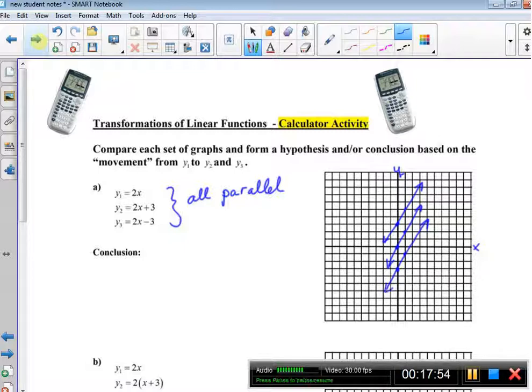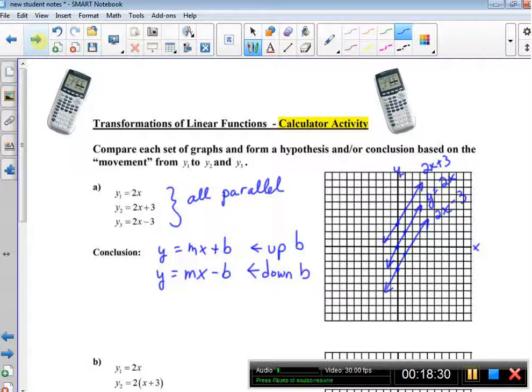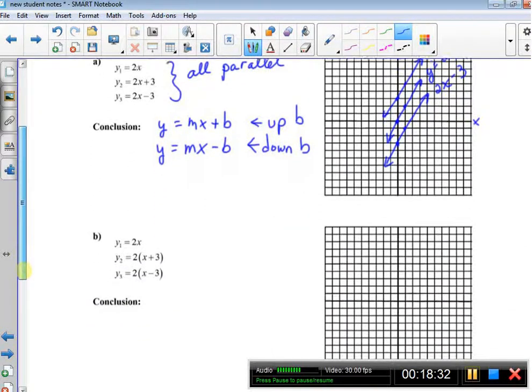Okay, so if we take y equals 2x and then we compare it to y equals 2x plus 3 and this one was 2x minus 3, it looks like it goes up and down. So your conclusion should be that if you have y equals mx plus b, then that goes up b. But if you have y equals mx minus b, then that goes down b. And this is going to apply to other things besides linear functions.